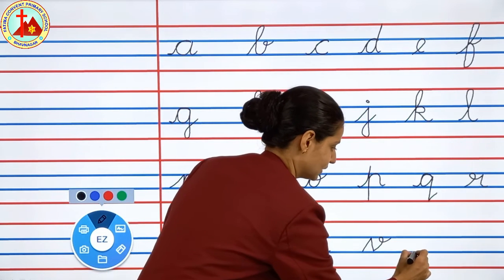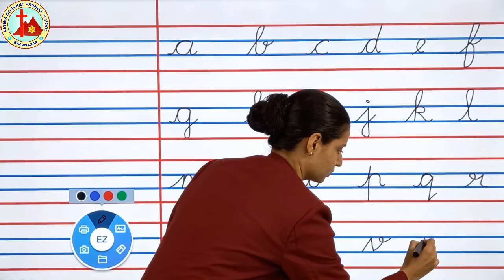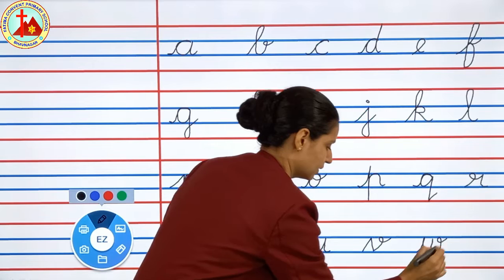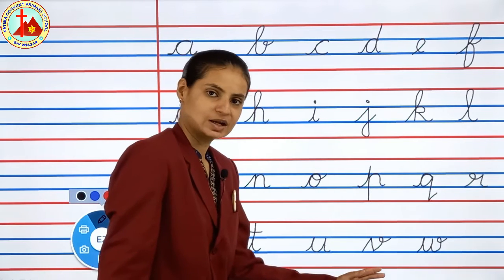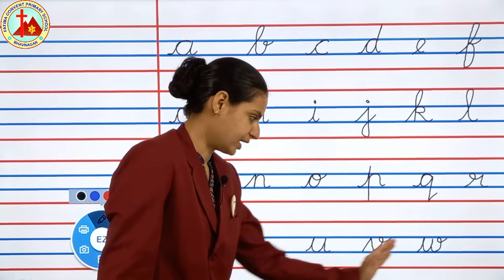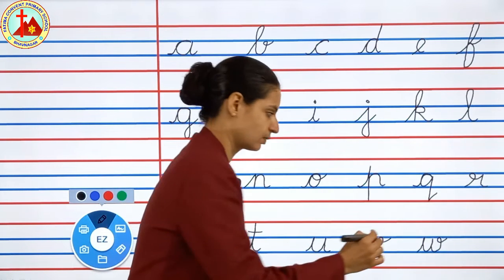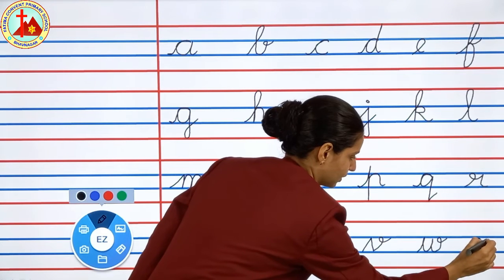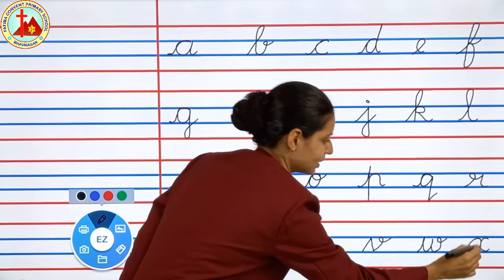Then the next letter is W. Cursive small w in the blue line. So, which letter now? The sixth letter will come in this line. X. Yes, in the blue line only we have to write X.